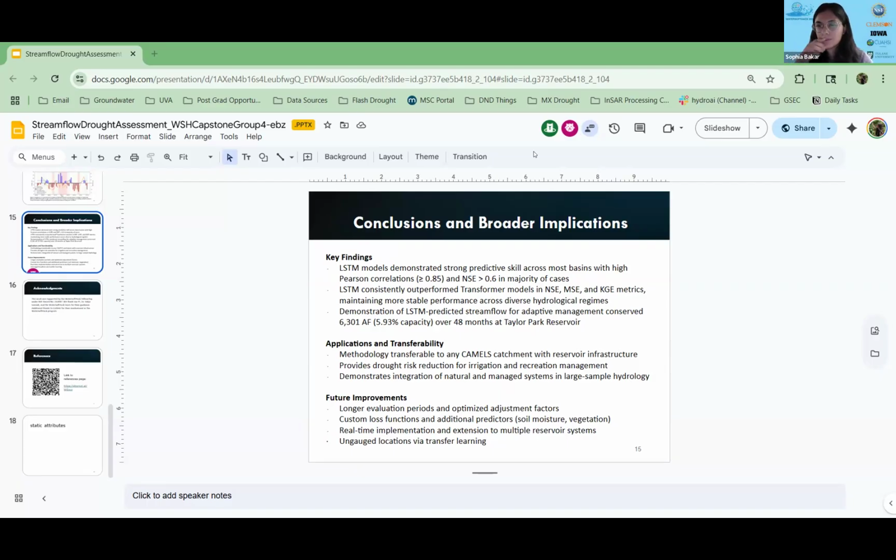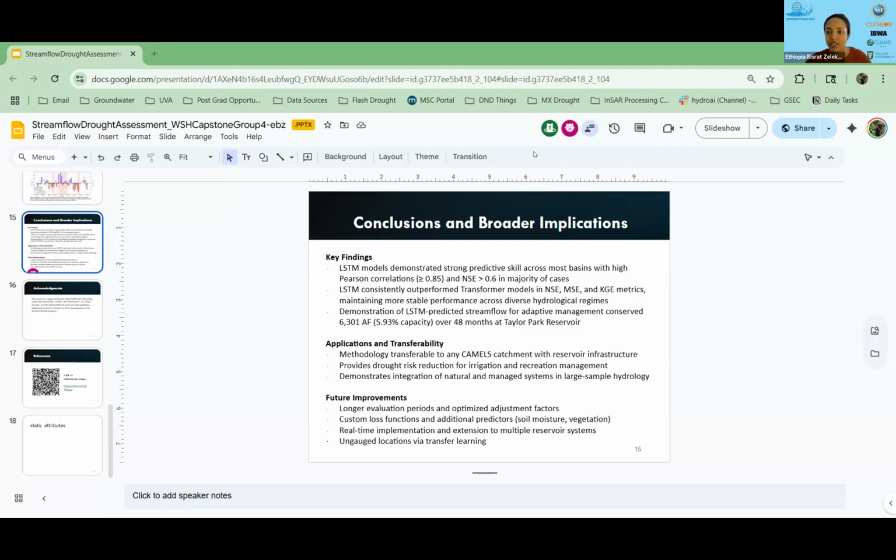Sorry, can you repeat the last part of your question? So the CAMELS, basically, they are selected to train models because they are natural flow. They are not regulated catchments. So how do you see applying this in catchments without infrastructure? I mean, what's the value that you see to transfer this method to a basin without reservoir?